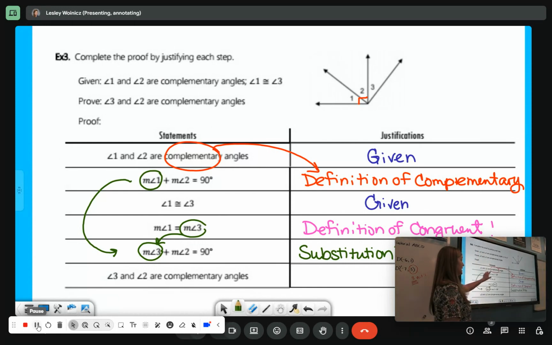Now, I had to take my congruent angles and say that their measures were the same before I can put their measures into an equation. Does that make sense to everybody? Okay. Yes? How do you know when to write it with the substitution property or the substitution property of equality?